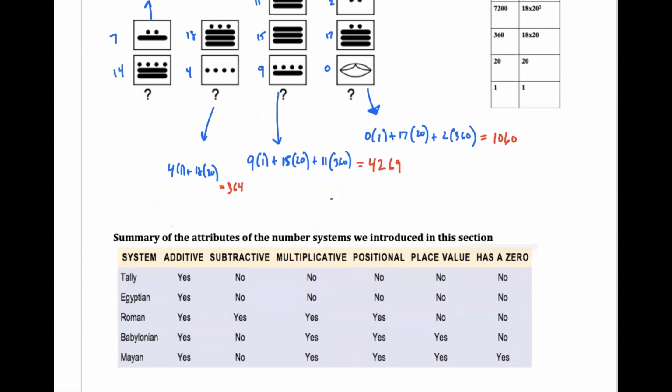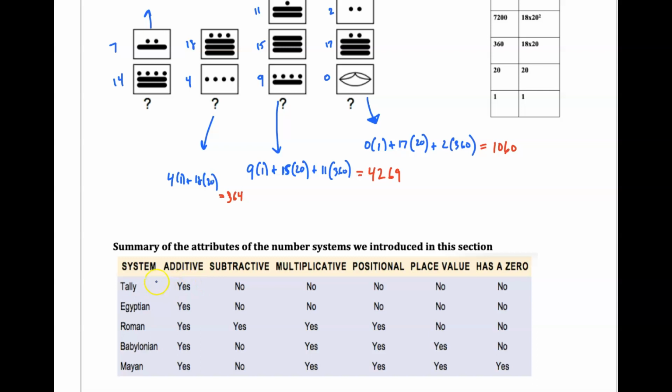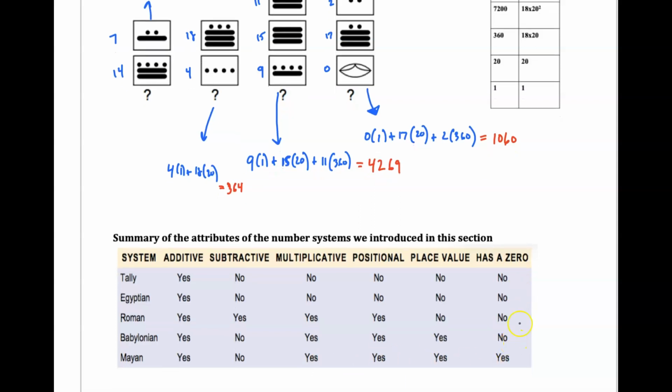You can see this table at the end shows you the different number systems and their characteristics. And notice the Mayan numeral system is additive. It's not subtractive. There's no subtracting. It's multiplicative, it's positional, it has place value, and it does have a 0. Notice the other systems don't have a symbol for 0.